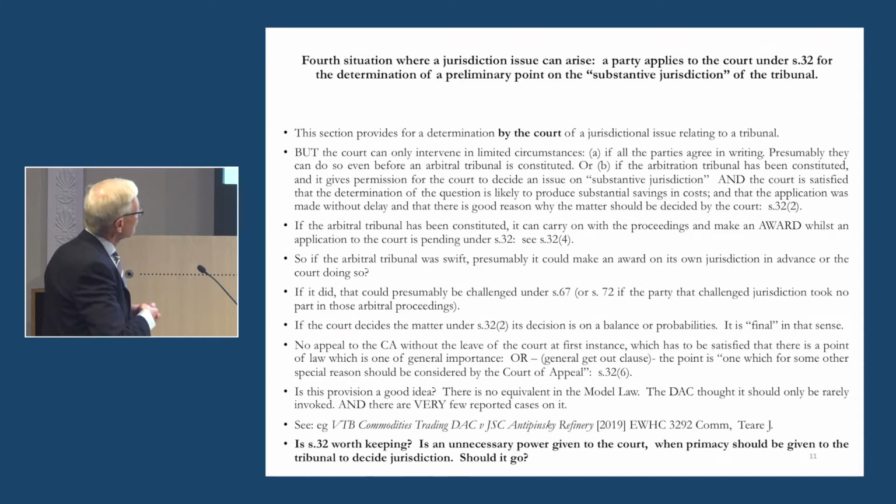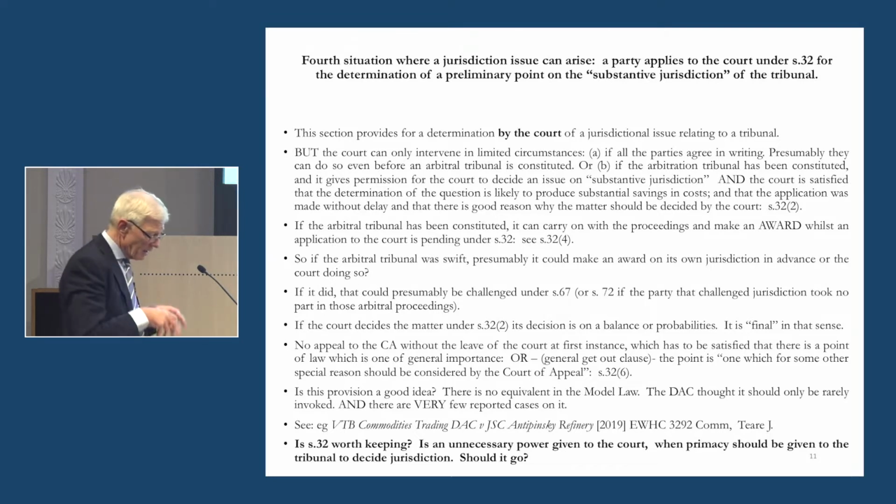Now, Section 32 is the next one to consider. This is where the court can consider the issue of jurisdiction in certain very limited circumstances, which you can see in the second bullet point. Now, it also is clear that if the arbitral tribunal has been constituted, it can carry on and make an award. Presumably, it can make an award on jurisdiction if it acts quickly enough. Can that then be challenged under Section 67, or if one side has not taken part, under Section 72?